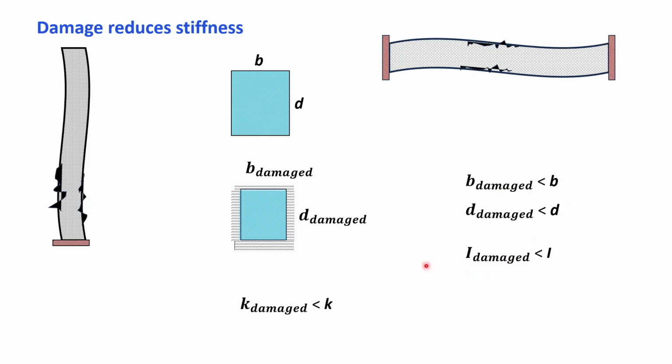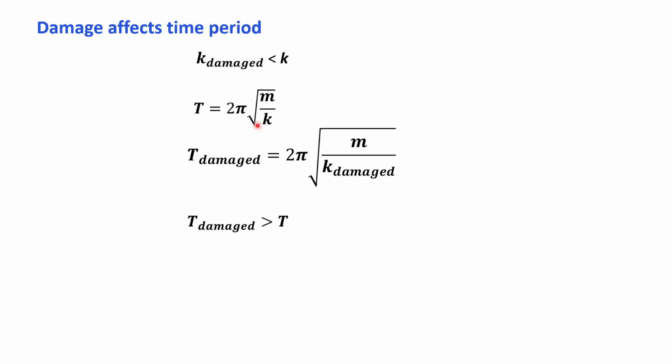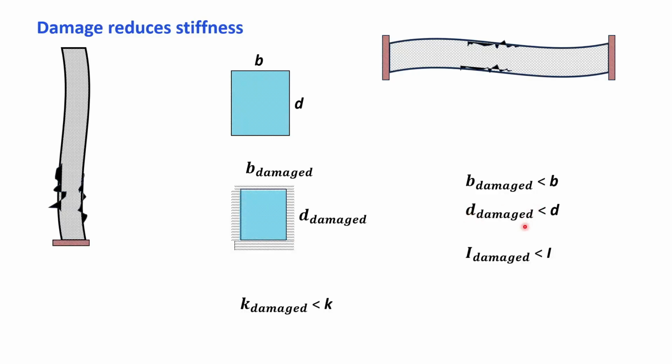Now I is equal to b d cube by 12. So if b and d have changed and got reduced, then I also has got reduced. So we can say I damaged is less than the original moment of inertia I. And if you remember our formula, T equal to 2π square root of m by k, now say the stiffness also has reduced. So we can write k damaged is less than k, less than the original stiffness.